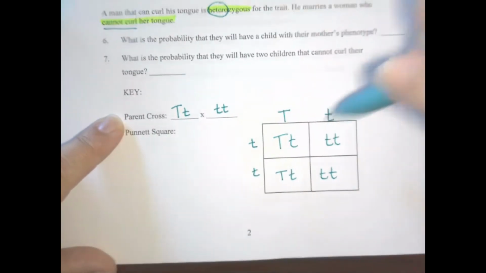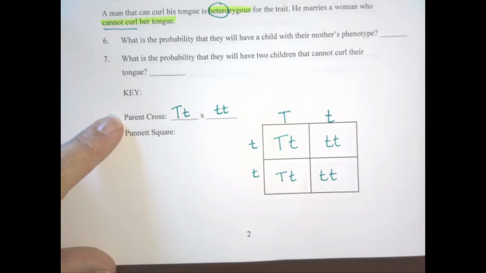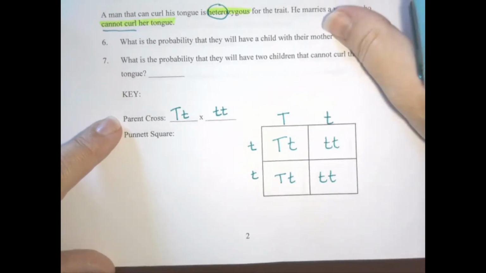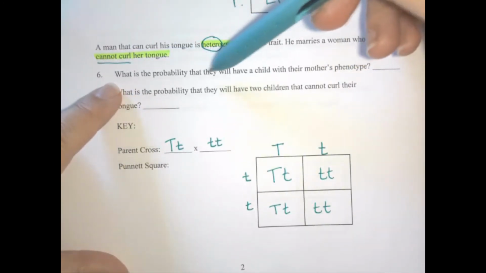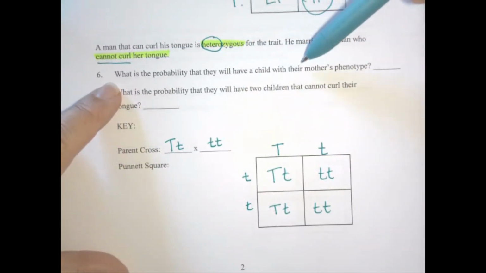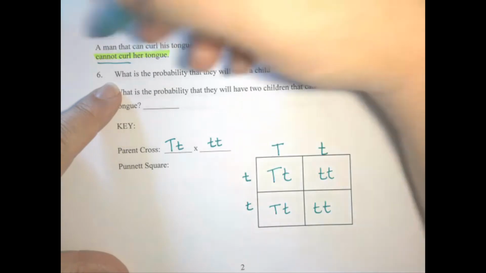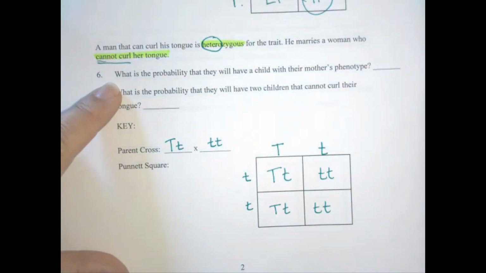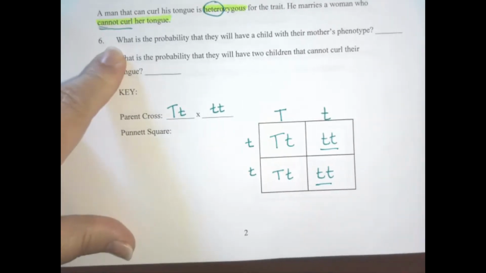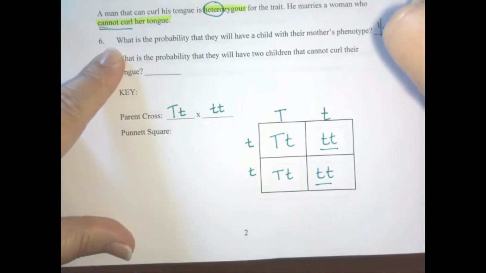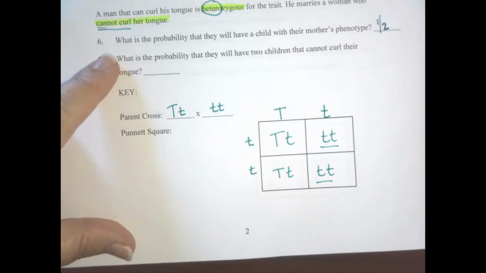All right, any questions on how we fill it in, please let me know. So now I'm going to come back up here and look at what they want. What is the probability that they will have a child with their mother's phenotype? Cannot curl their tongue. Well, they have to have the homozygous recessive, and so there are 2 of the boxes. So what is the probability? They have a 1 out of 2 chance. Okay, half chance, 1 over 2.